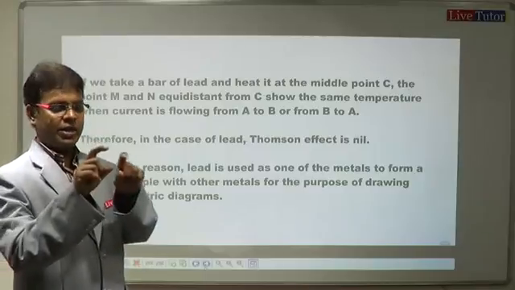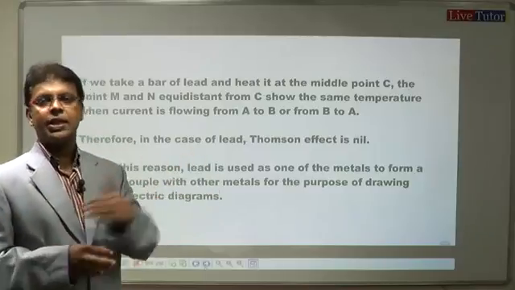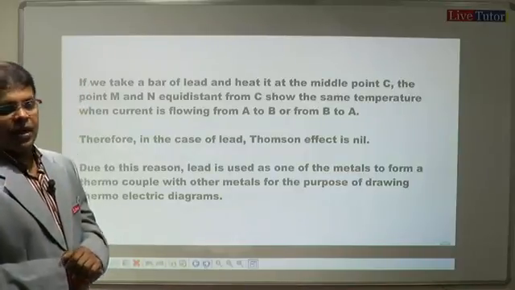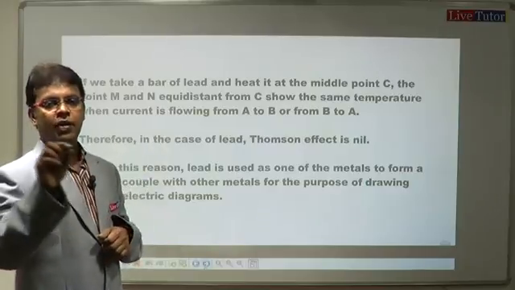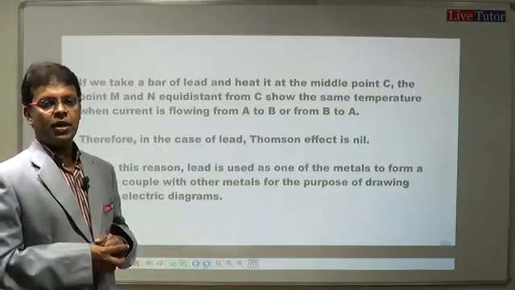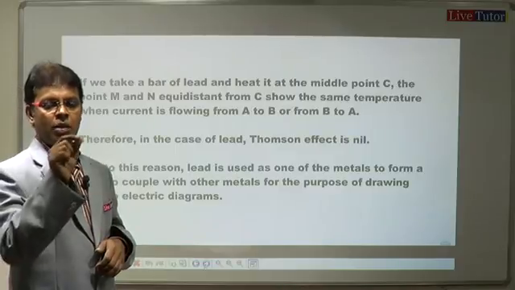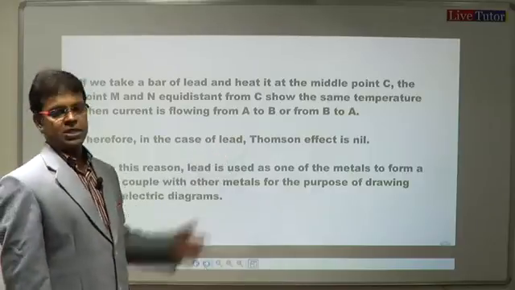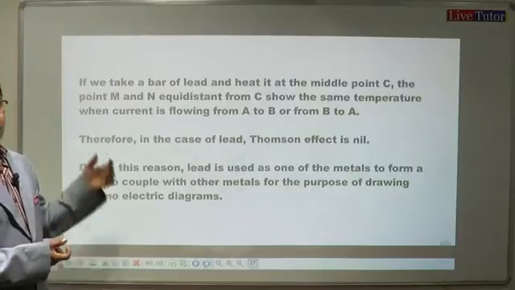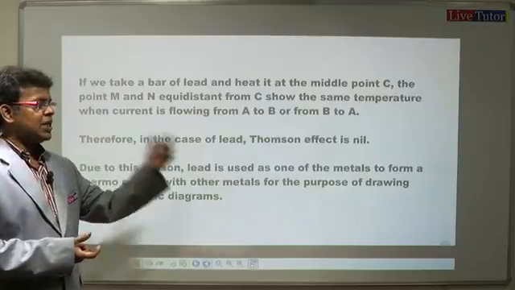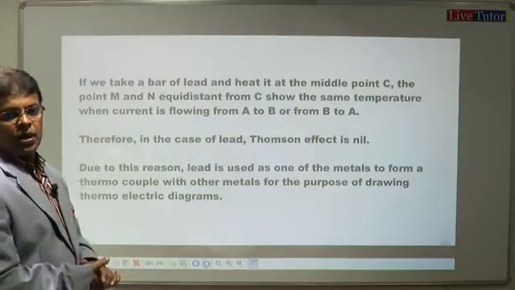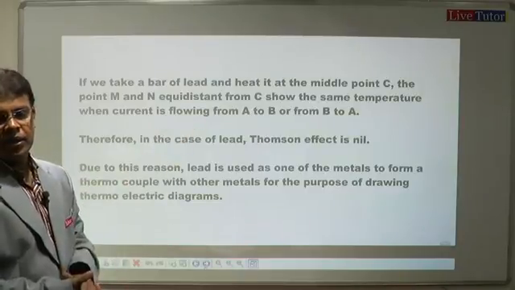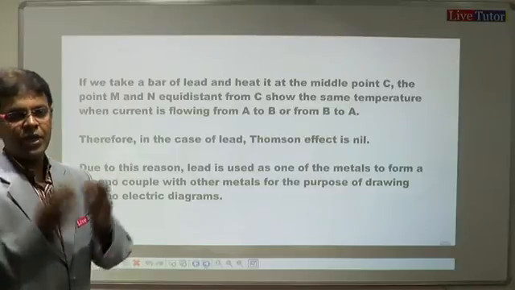சாதாரணமா எப்படி ஹீட் பண்ணா டெம்பரேச்சர் ஸ்ப்ரெட் ஆகுமோ அதே மாதிரி தான் ஆயிட்டு இருக்கு, though the current is flowing through the lead wire, lead rod. So அதனால another multiple choice question, which one of the following metals will show nil Thomson effect, or Thomson effect is nil for which one of the following elements அப்படினு கேட்பாங்க. So remember lead. அதனால தான் for this reason only lead is used as one of the metals to form a thermocouple with other metals for the purpose of drawing the thermoelectric diagram. ஏற்கனவே பார்த்தோம் இல்லையா, ஒரு நியூட்ரல் டெம்பரேச்சர் எல்லாம் பார்த்தோம் இல்லையா, that is called thermoelectric diagram.